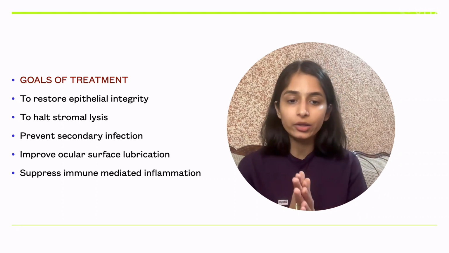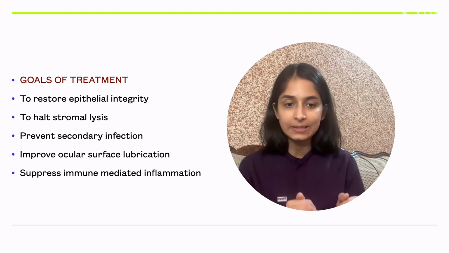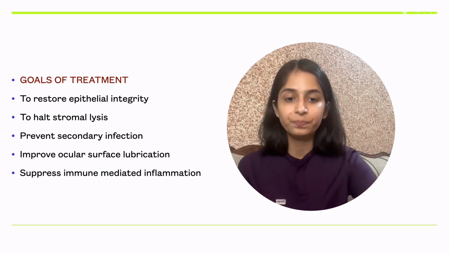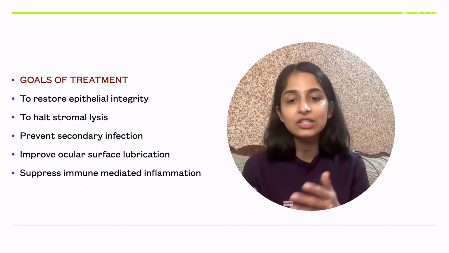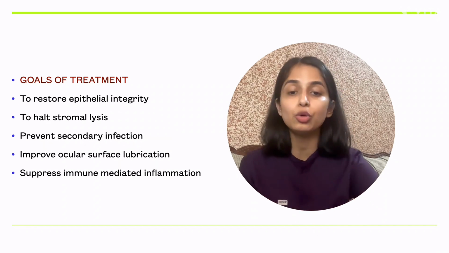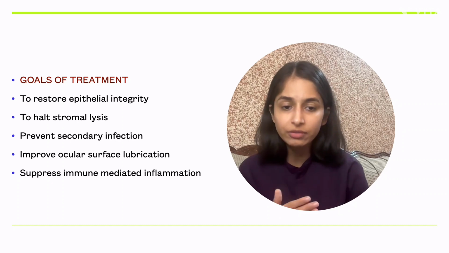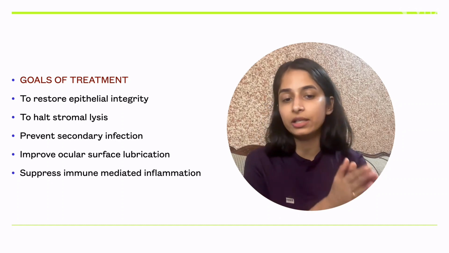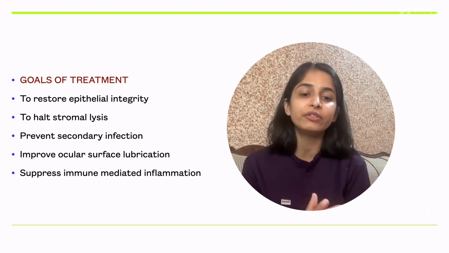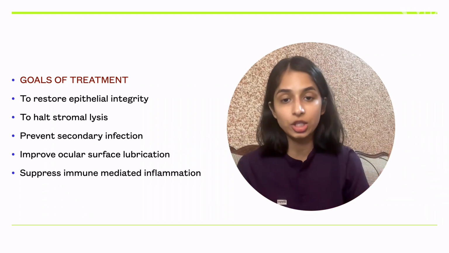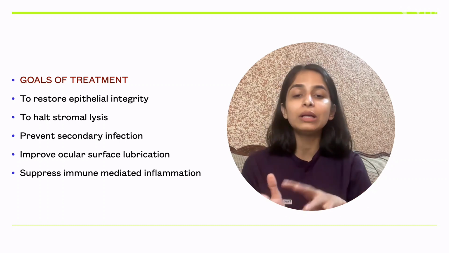The first priority is to restore the epithelial integrity and halt the stromal lysis to prevent the perforation. Also, we must prevent secondary infections as the compromised cornea is highly vulnerable to opportunistic pathogens. And to aid in healing and patient comfort, we focus on improving the ocular surface lubrication. And finally, because PUK is often an ocular manifestation of a larger issue, we must suppress immune-mediated inflammation through targeted therapy.